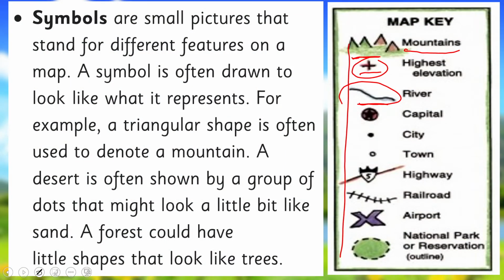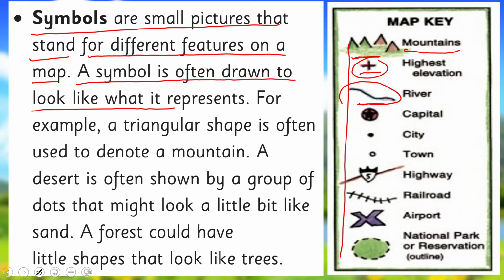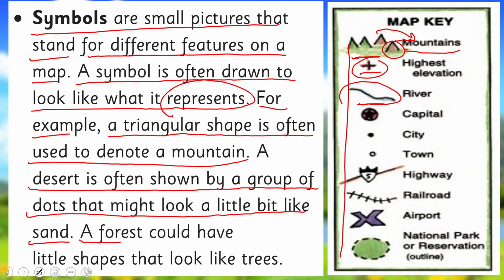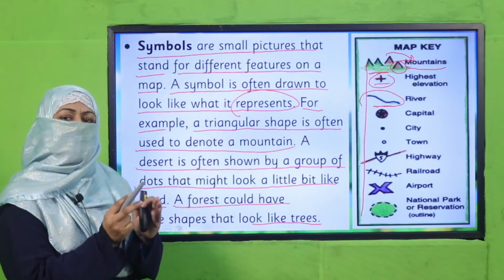This is how every map gives you a symbol key, which is basically symbols, small pictures that stand for different features on a map. A symbol is often drawn to look like what it represents. For example, a triangular shape is often used to denote a mountain. You can see a triangular shape, and it is mentioning mountains. A desert is often shown by a group of dots that might look a little bit like sand. Okay? A forest could have little shapes that look like trees. This is how a map key, a symbol key, is developed with every map.